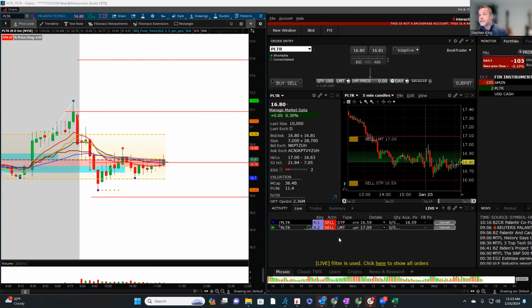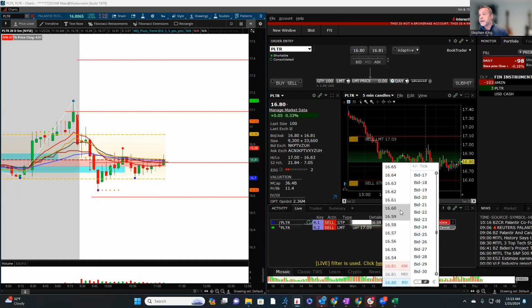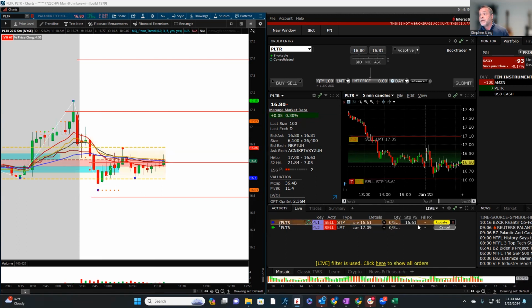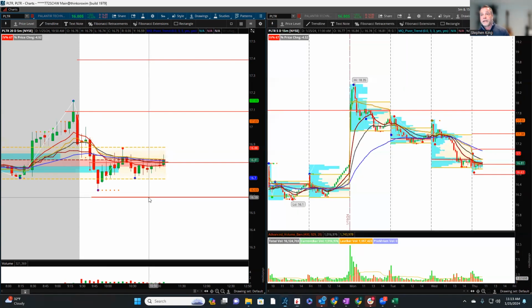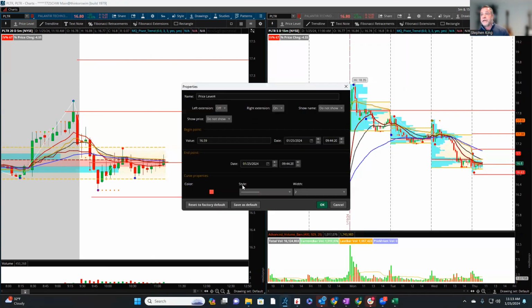So all I'm going to do is go to my stop, which is 1659, and make that 1661. I'm going to update it. And now my stop has been moved up just a couple pennies. And I can go to my chart now and right click this, edit, and make that 1661.